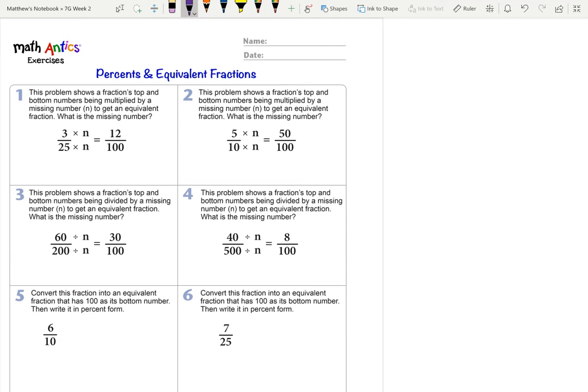All right, so looking at the exercise sheet, again, there's the help video in Canvas. Let's just go through this real quick. It says the problem shows the fraction's top and bottom numbers being multiplied by a missing number to get an equivalent fraction. What is the missing number?